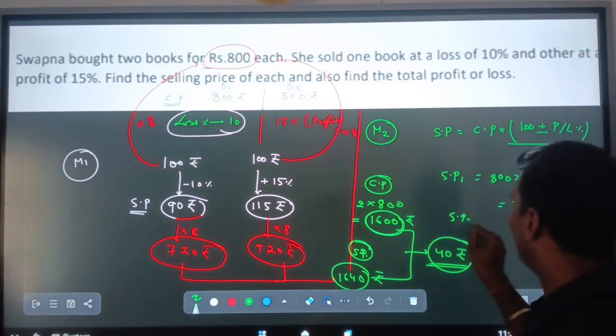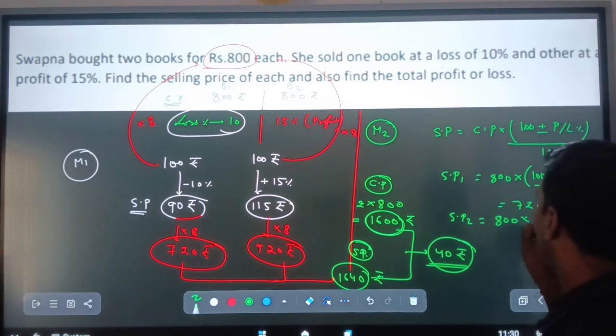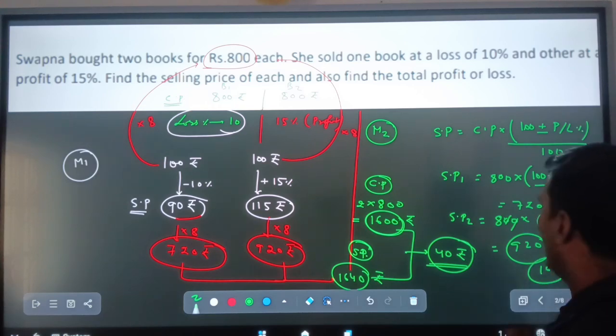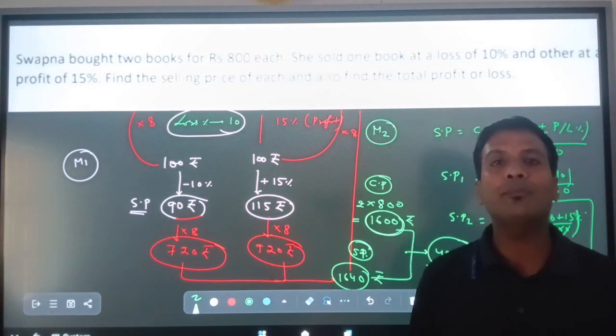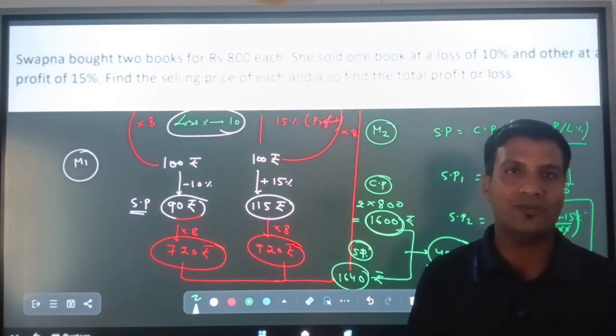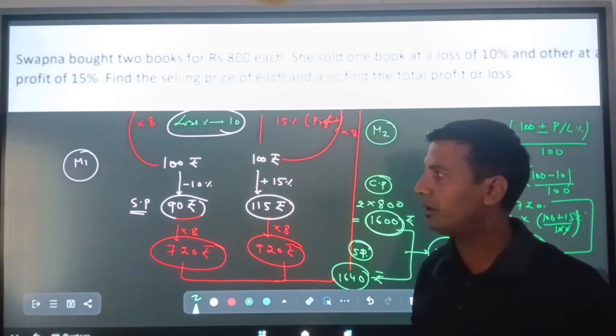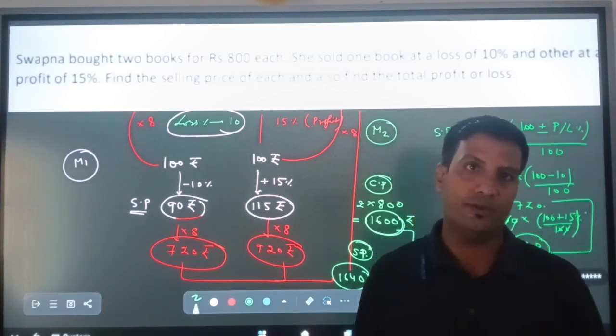Similarly, selling price of the second, that is 800, the second one was at profit, so 100 plus 15 upon 100. And similarly, you are getting 920. So this is the total selling price, that is again going to be 1640. So there are so many techniques to solve such questions. It depends upon you how easily you construe yourself, and it depends totally on the concepts that we build in our classes. Thank you.